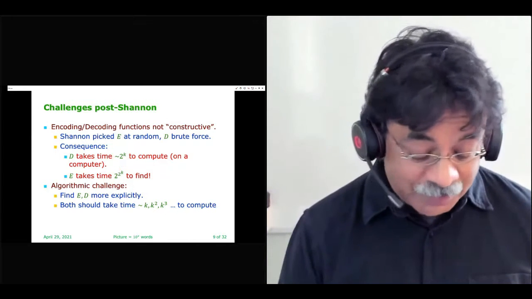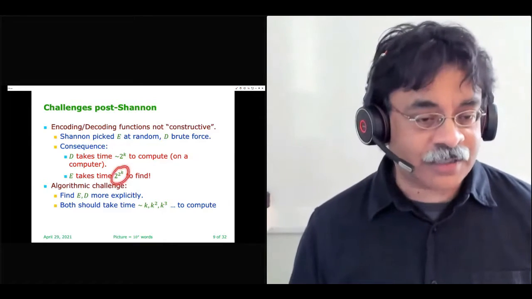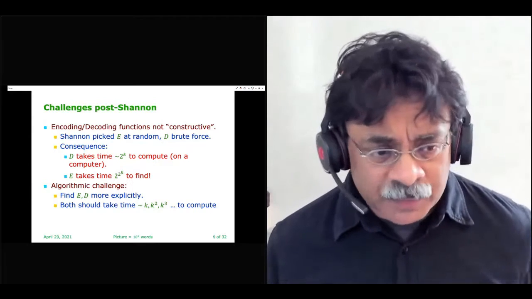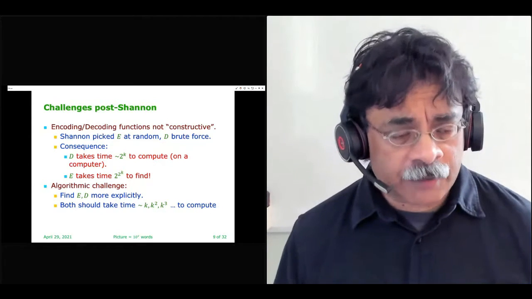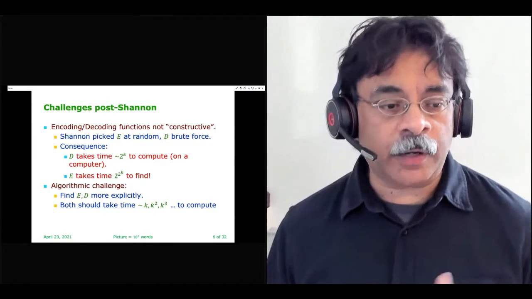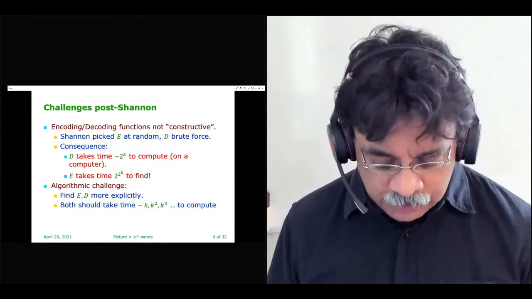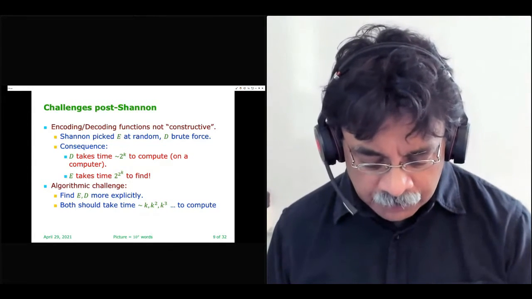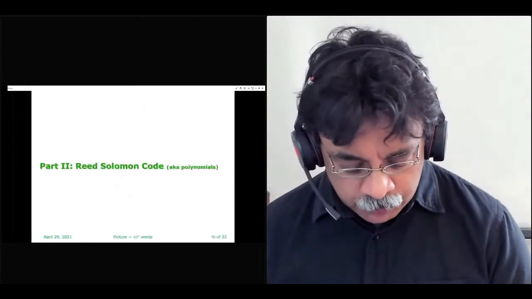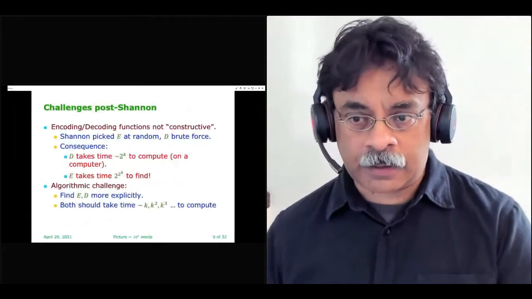Encoding takes 2 to the k time, and decoding takes 2 to the k time, and finding the encoding can even require a search over a space of size 2 to the 2 to the k. So the algorithmic challenges since 1948 have been, can we find some ways of encoding and some ways of decoding which are more explicit? They should take polynomial time. This is where we start the second phase of the talk. So we are going to use this as an excuse to talk about one class of explicit error correcting codes.